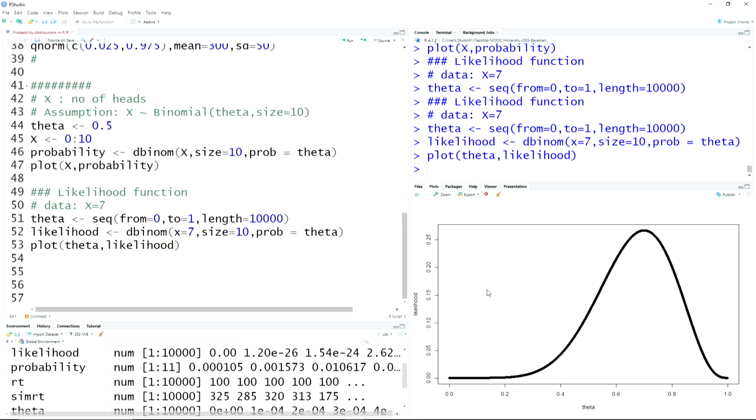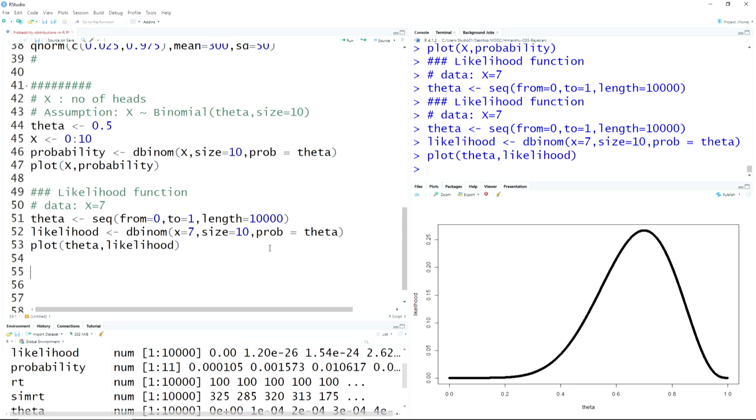When you assume that your data comes from a binomial distribution with underlying probability of success theta, and you observe that the data is x equals 7, then this is the likelihood function, which tells you which values of theta are more likely to generate this data x equals 7, and which values of theta are less likely. So, for example, values less than 0.2 are almost unlikely to generate this data. Values near 0.7 are most likely to generate this data. Values around 0.4 are very much less likely to generate this data, right? This is what the likelihood function tells you.